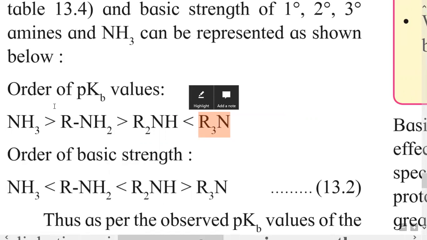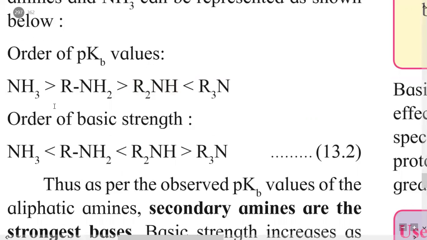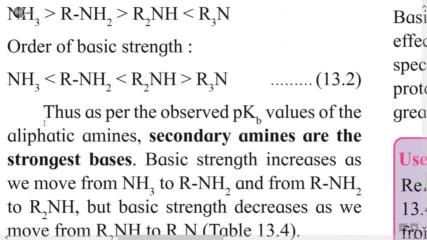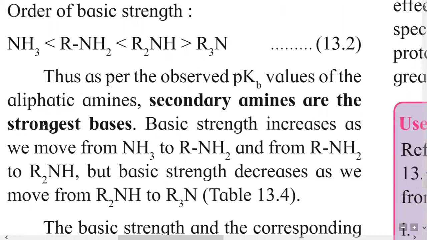So this is the order of pKb values for different amines and ammonia, and on the basis of this, the basic strength of amines is: the tertiary amine is more basic than primary, than NH3. So this is the order of basicity on the basis of these pKb values. So among aliphatic amines, secondary amines are the strongest bases. Remember this sentence well: in aliphatic amines, the secondary amines are the strongest bases.